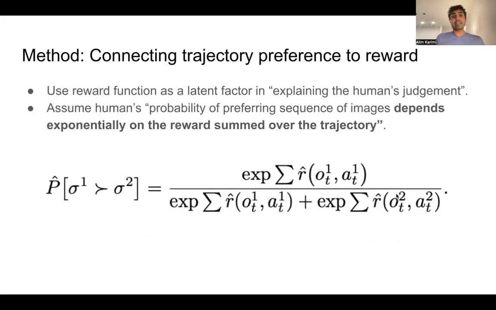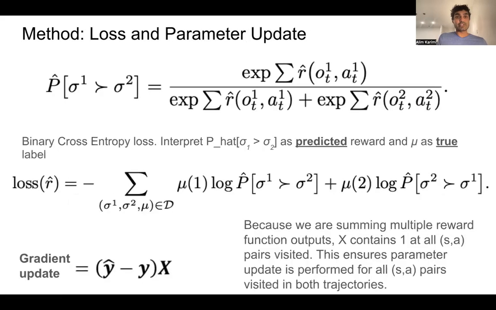And so how do we actually connect this estimate of the reward to the trajectory? So this equation is based off a 1952 paper, and basically we interpret this softmax looking function as the probability of preferring a sequence of images, and we say it basically depends exponentially on the reward summed over a trajectory. So that's what this equation is really telling us, and it's going to be used as an estimate of the human preference of one trajectory over another when we do our optimization.